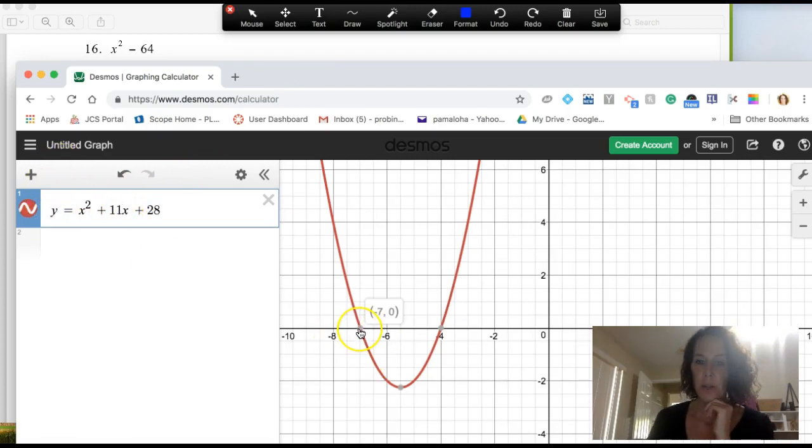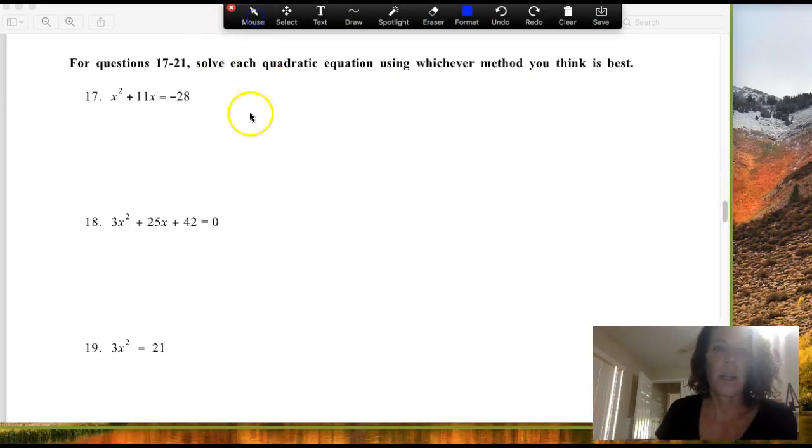It would be here, you can see it, negative 7, 0, and negative 4, 0, which is the same solutions we just got. So I've checked it by graphing. Good job. All right, on to the next one. I can go ahead and use Desmos to graph this, or whichever method I think is best.